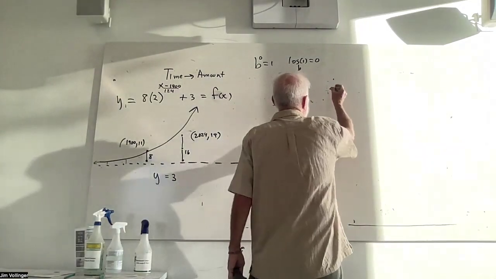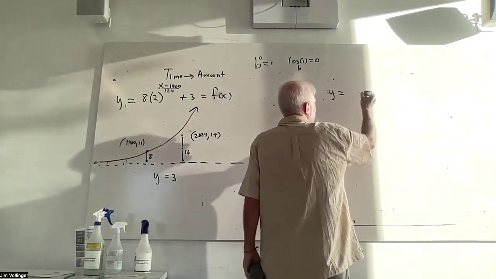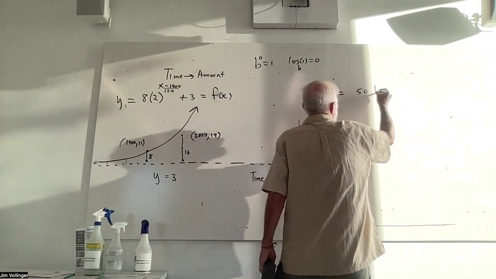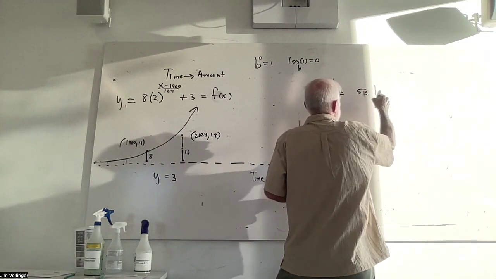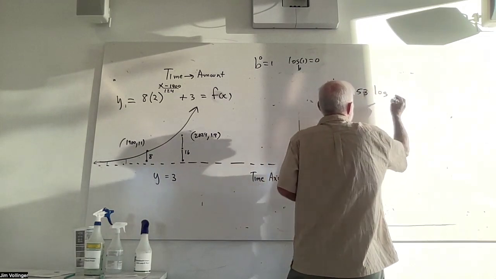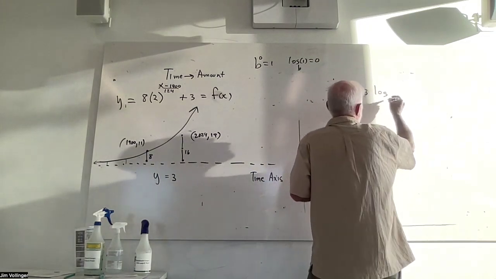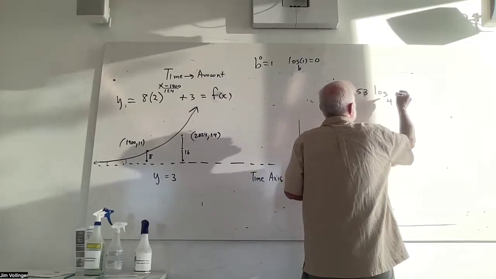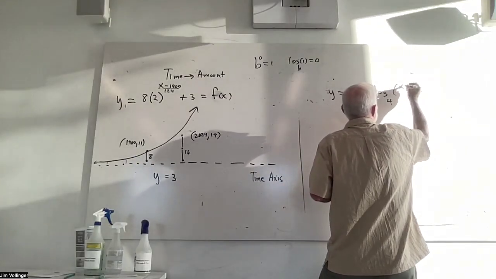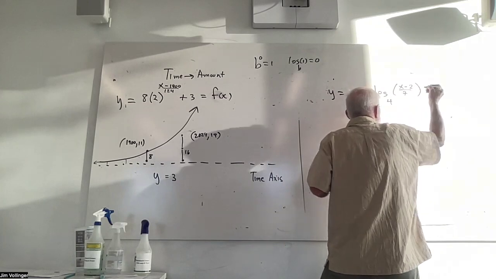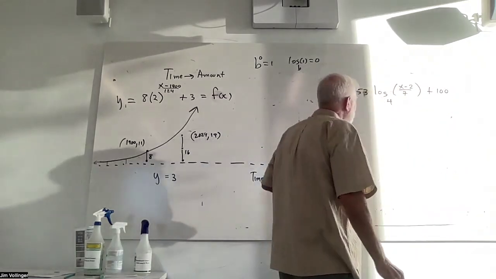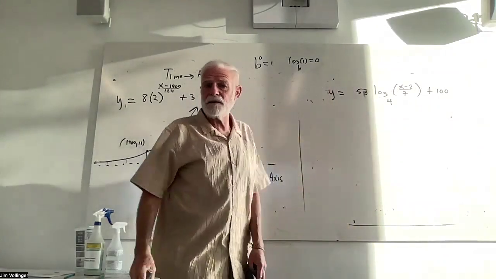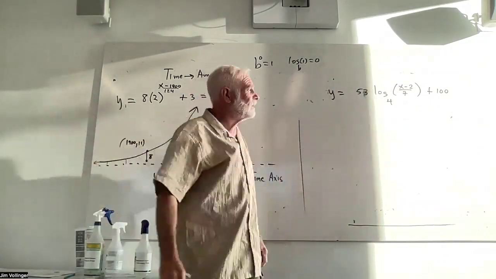So what if I said y equals, I don't know, 50, let's make that 53, log base, I don't know, how about we do base 4? And let's do, how about (x minus 2) over 7? And then let's add 100. That's a nice, easy addition. Okay, so pause the video and give it a go, but this is what I see.